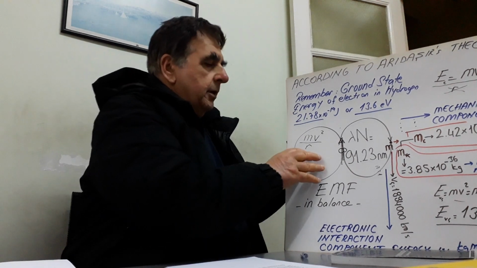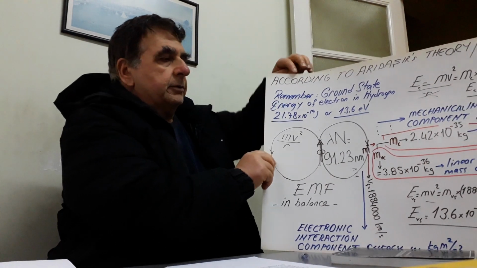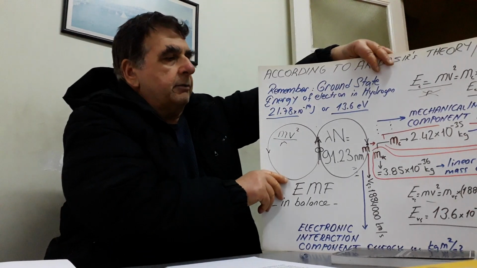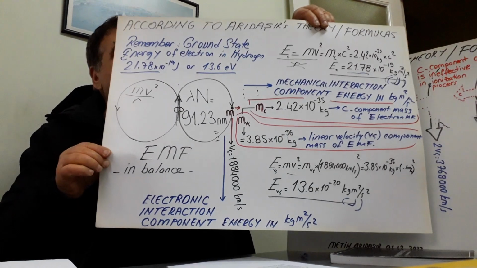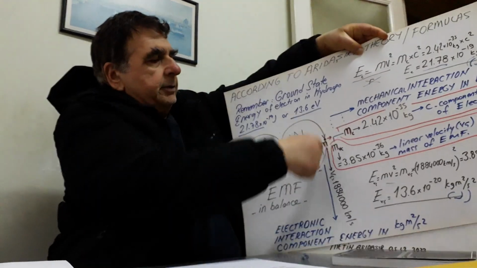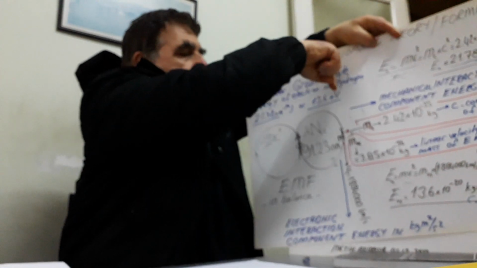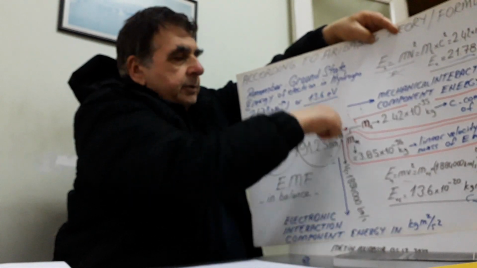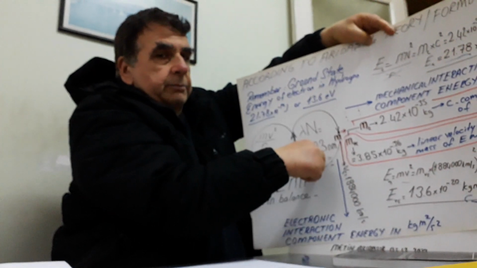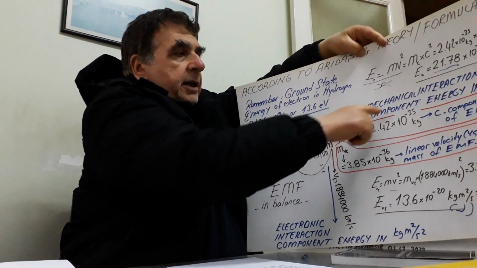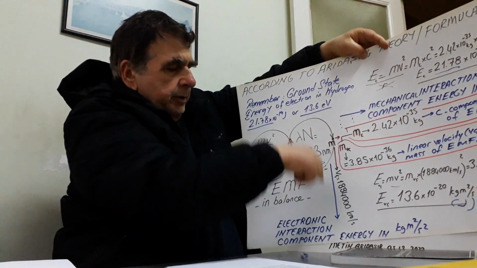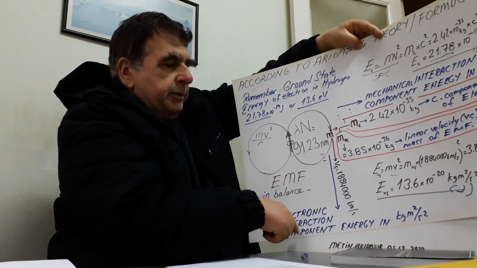In short, now, from my former videos, there are two sketches that I will show you. First one here. This is Electron Motion Form. Speed of light component mass of this electron motion form, linear velocity component mass and energy direction here, and mass and energy component of this electron motion form. Here mechanical interaction component energy, here electronic interaction component energy.